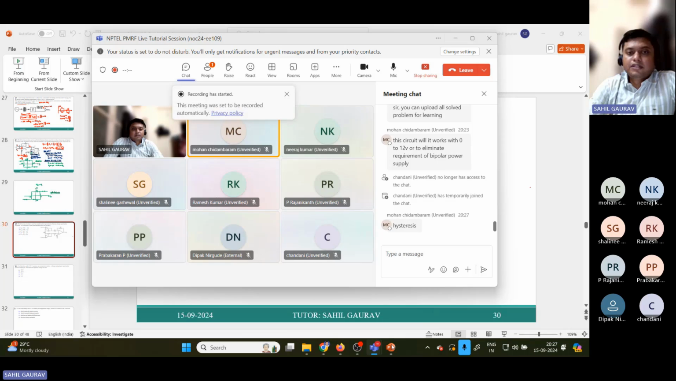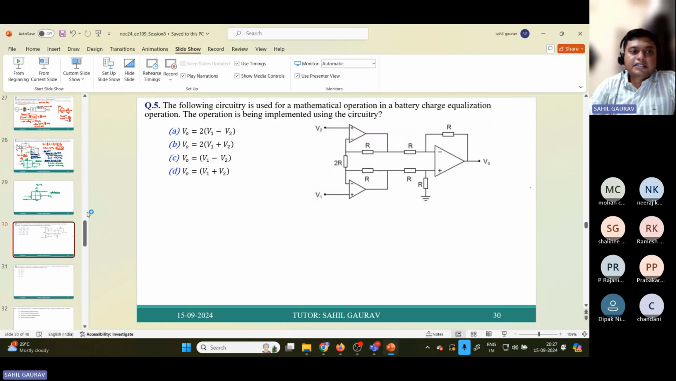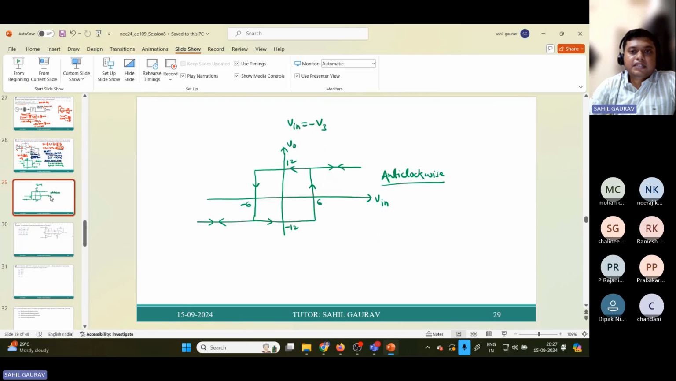Yes, this circuit will work. This entire range is given, meaning I have made the output voltage based on the input voltage. If your voltage level is greater than 6 volt, then the output voltage is 12 volt. And if your voltage level is less than minus 6 volt, then the output voltage will be minus 12 volt. And within minus 6 and 6 volt, this hysteresis loop is formed.